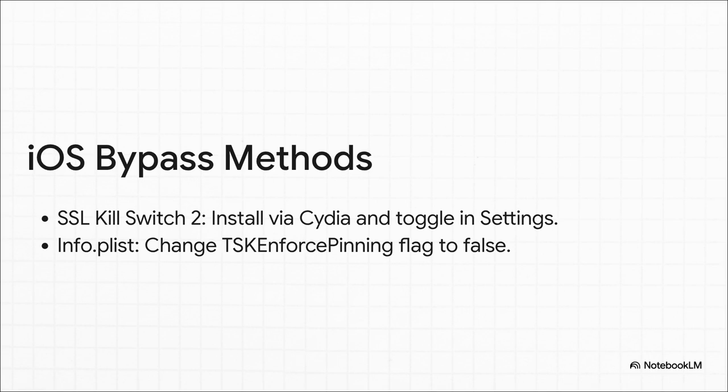Super easy. Now, if that doesn't work, some iOS apps define their pinning rules purely in the Info.plist file. In that case, you just unzip the IPA, pop open the plist, and look for Boolean flags like TSKEnforcePinning. You change them from true to false, re-sign the app, and you're in.